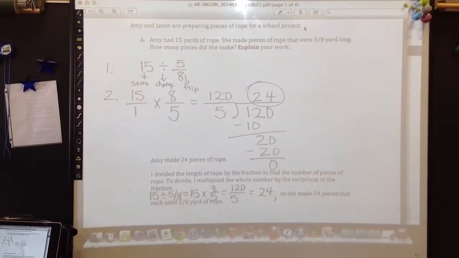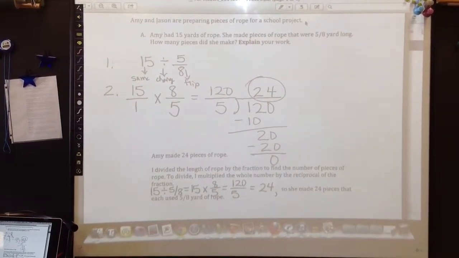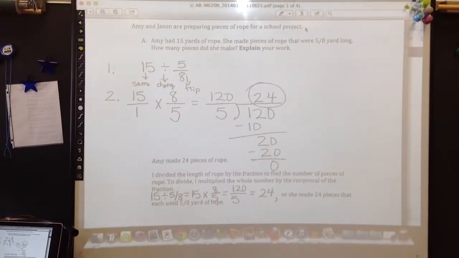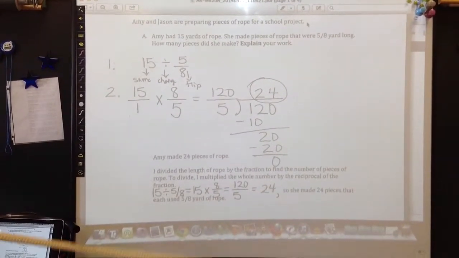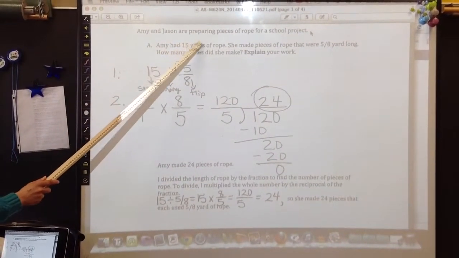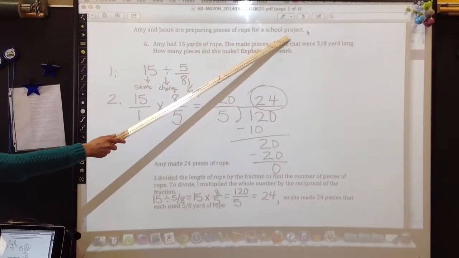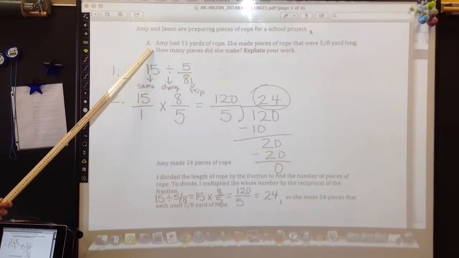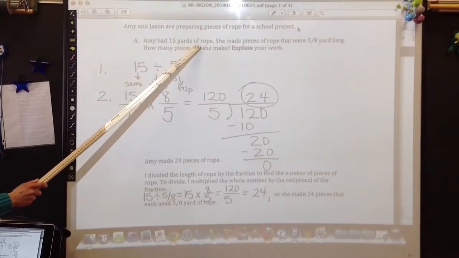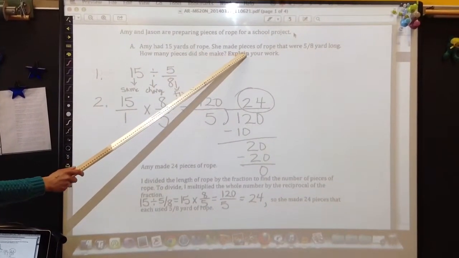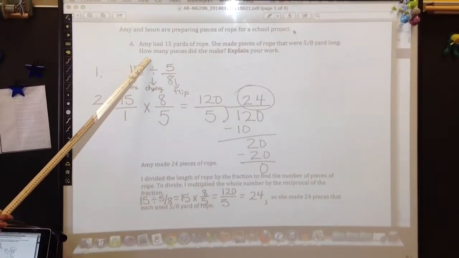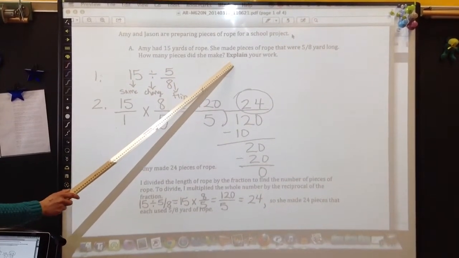Today we are going to be learning about how you should show and explain your work for an open-ended math question. So our math question today is, Amy and Jason are preparing pieces of rope for a school project. Letter A, the first part. Amy had 15 yards of rope. She made pieces of rope that were 5/8 of a yard long. How many pieces did she make?